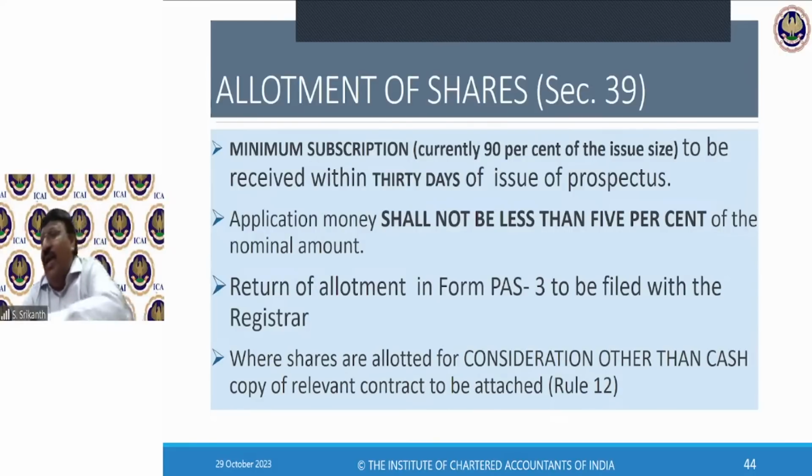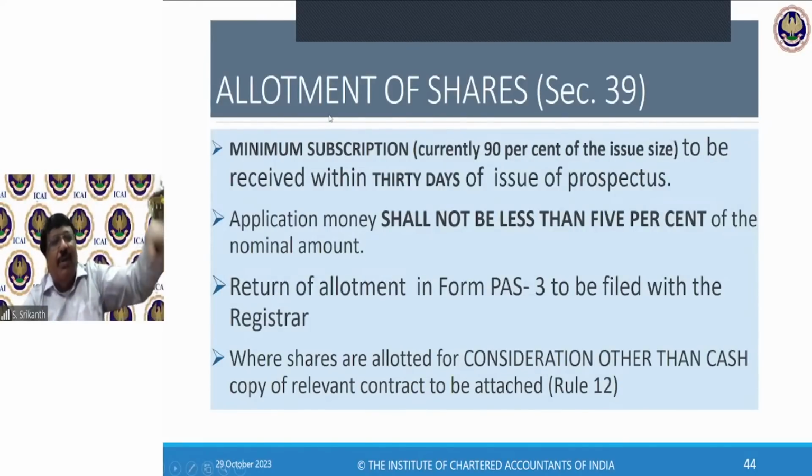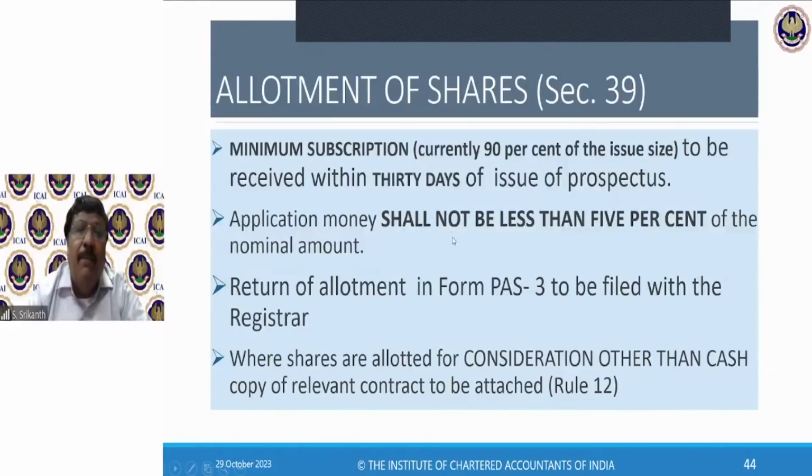Once you have made the allotment of shares, you have to file a return of allotment, with details of the allotment, who are the names of the persons, how many shares, etc., in Form PAS 3. PAS stands for Prospectus and Allotment of Shares. Friends, this will usually not be done by the company.